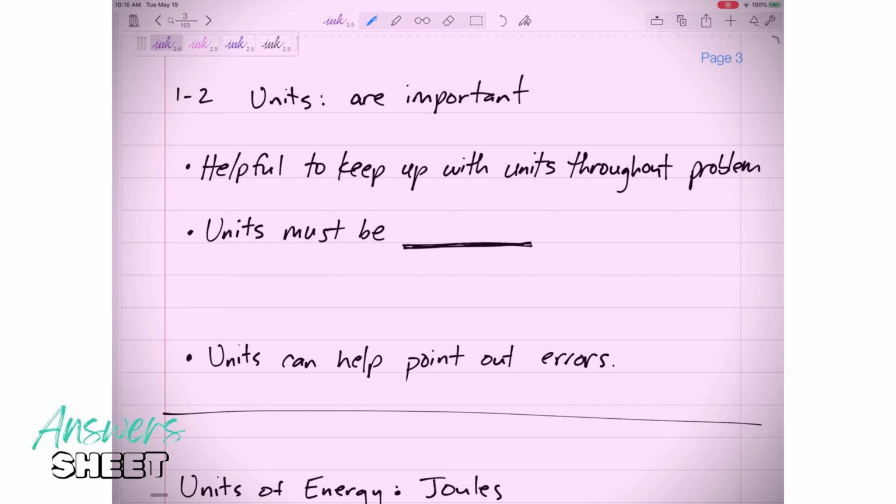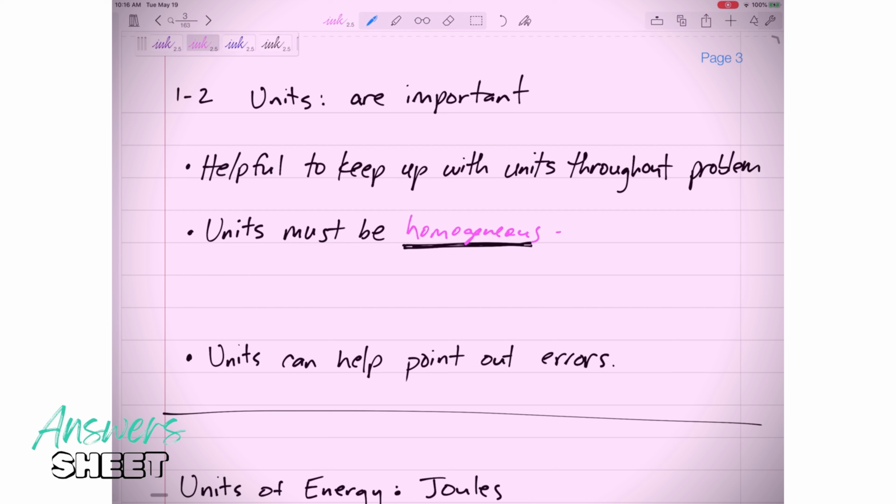All right, a very quick note about units. Units are important, obviously. It's helpful to keep up with your units throughout the problem. I always say that it can help point out errors, but it can also help if you're not quite sure of the equation. Is this 1/2 mv squared, or just 1/2, or just mv? If you look at your units, it could help you throughout the problem, because units must be homogeneous.